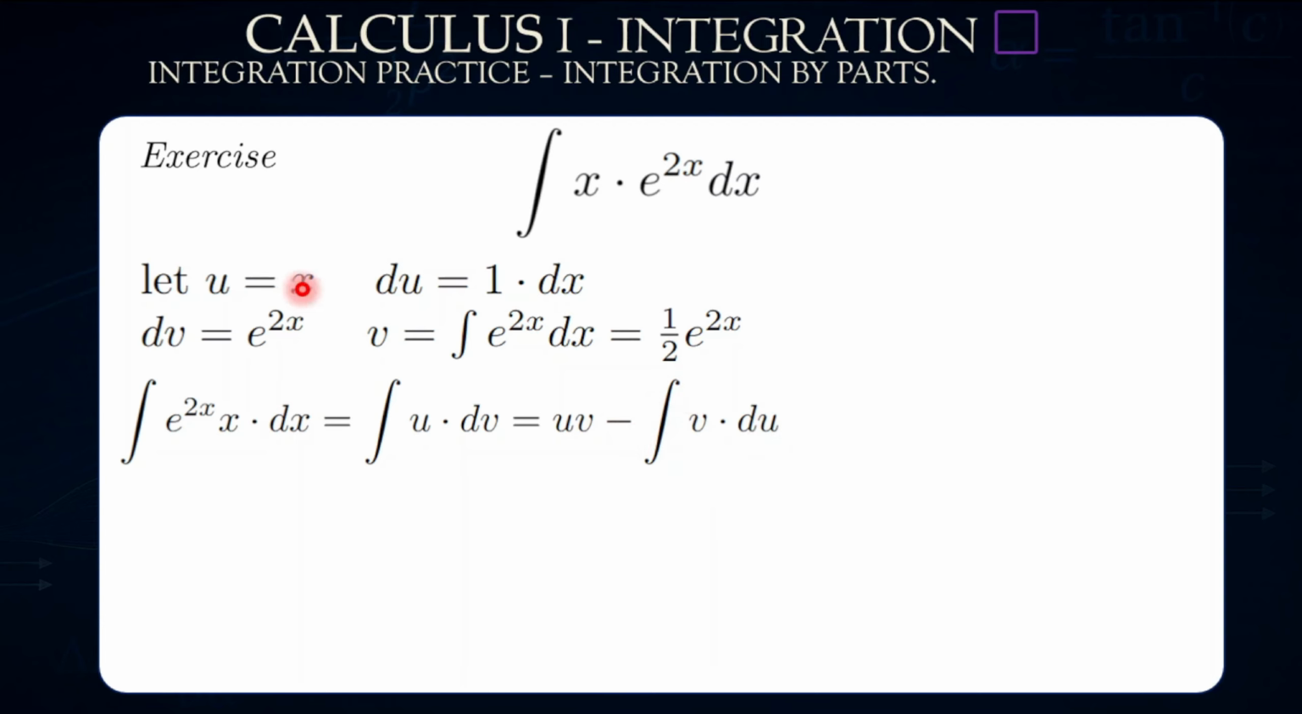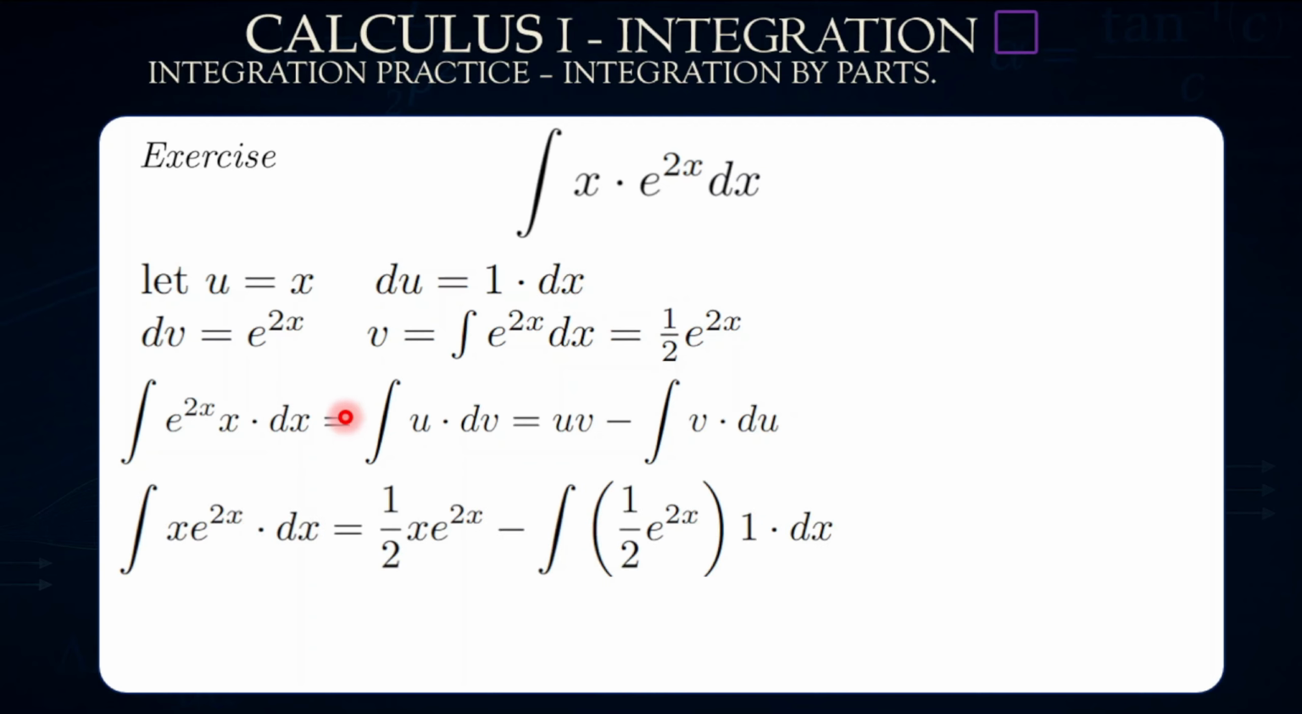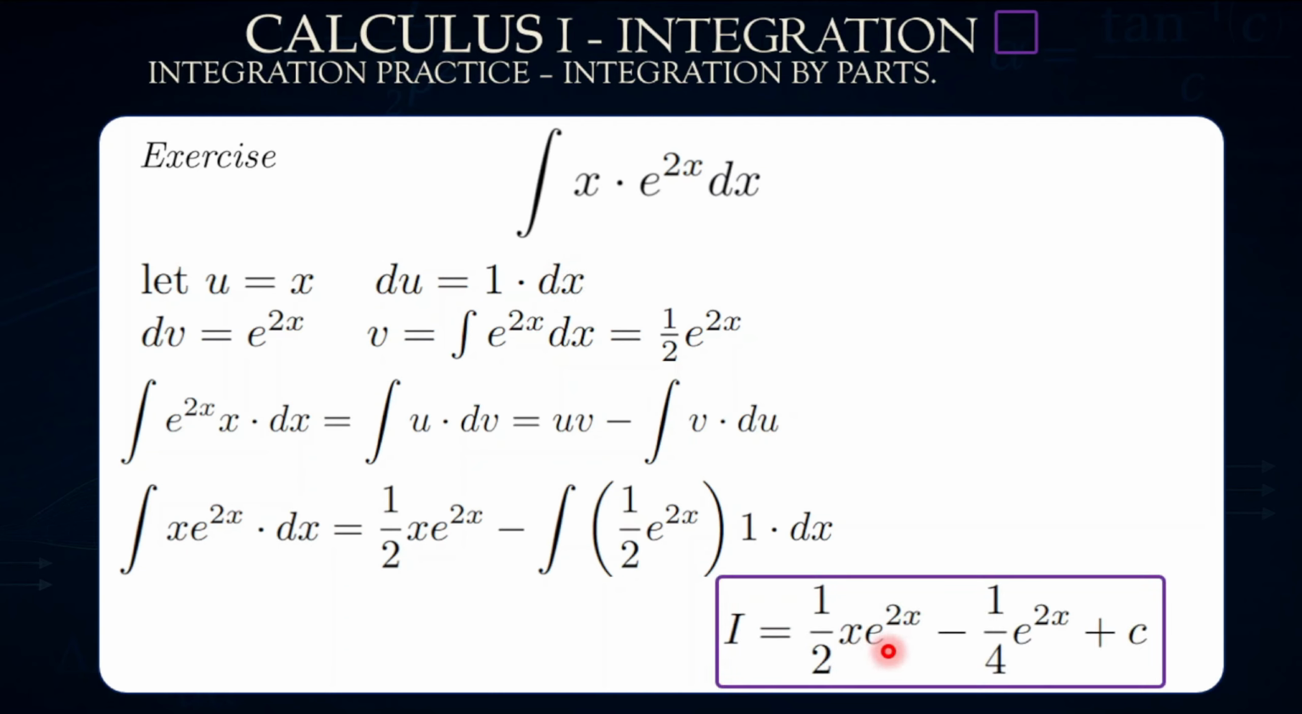So uv is x times v, which is eˣ, minus the integral of v du, or minus eˣ times dx. So it is equal to x eˣ, which is uv, minus the integral of v du, or eˣ times du, or 1 dx. Let's expand. It is equal to x eˣ minus the integral of eˣ, so minus eˣ plus c, which is the constant of integration.